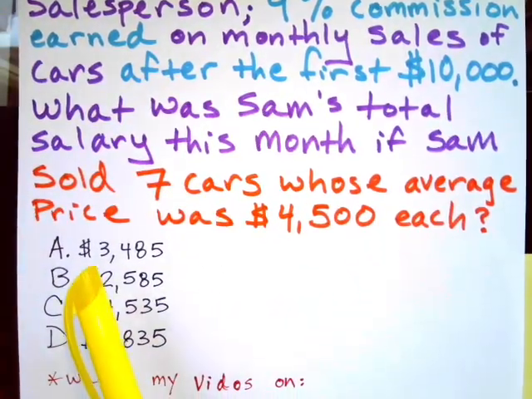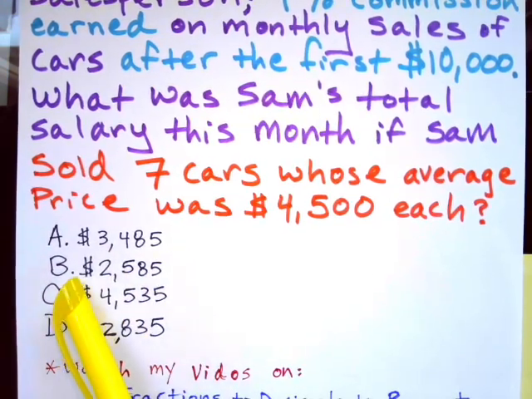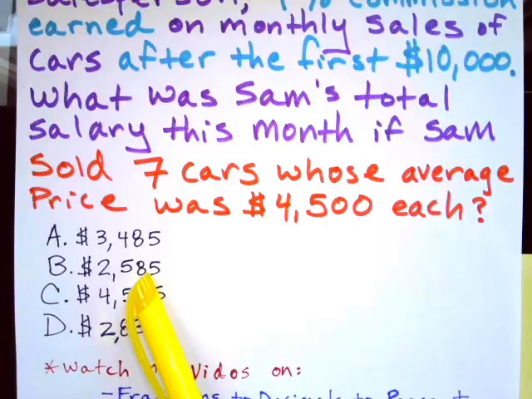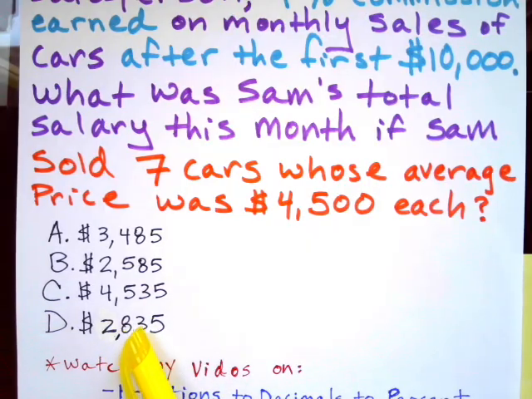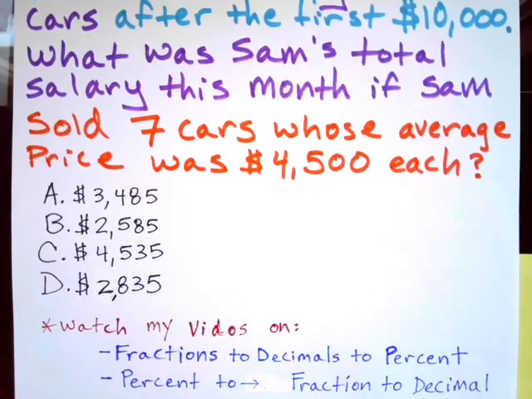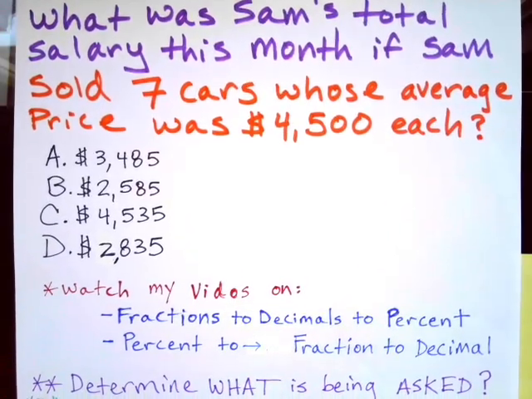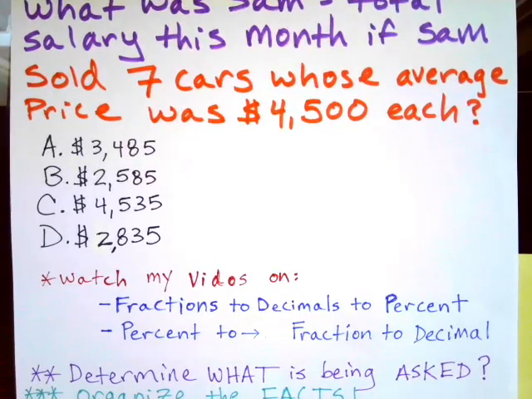Okay, so I'm going to go through and read this again as a strategy, but let's look at some of these options. A, $3,485. B, $2,585. C, $4,535. Or D, $2,835. All right, so not much test taking strategy here, at least not at this point, looking at those options A through D.